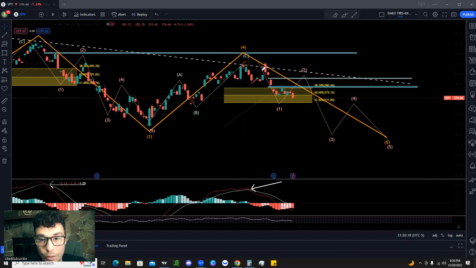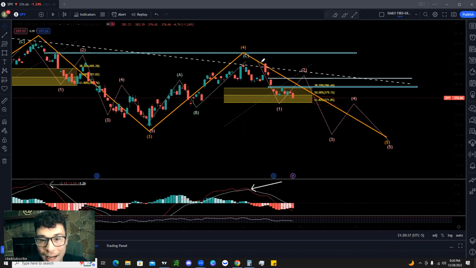Look at what we had again. We broke this trend line, we got a look above and fail, and we have a very bearish move to the downside. The S&P was down over 1.25 or 1.24% today. Big move to the downside. We are approaching our 61.8% retracement level at 371.85.